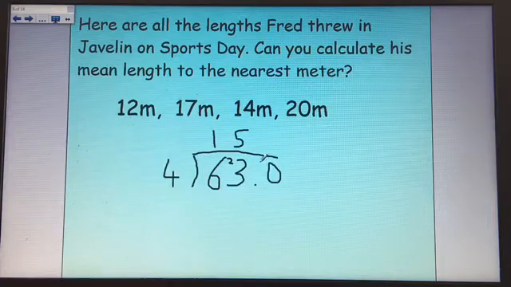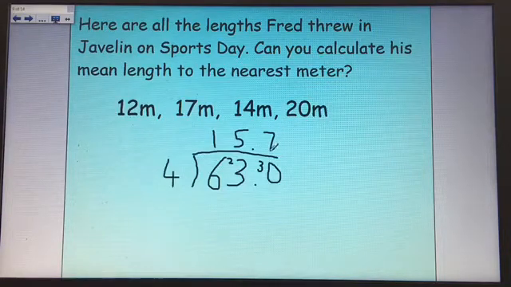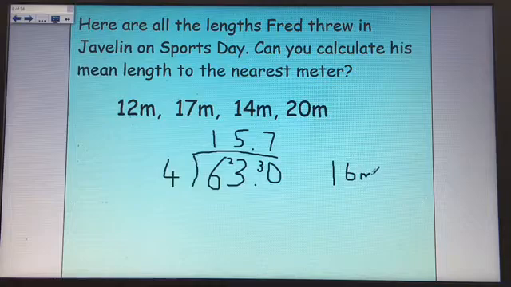4s into 30 go 7 times. 4 sevens are 28 and 2 left over. I don't need to go any further because I want it to the nearest metre. So if I'm rounding to the nearest metre, I look at the number after the decimal point, which is 7. Because it's a 5 or above, we're going to round it up. So his mean score to the nearest metre is 16 metres.